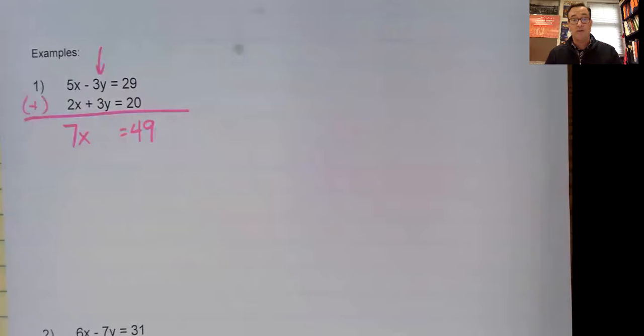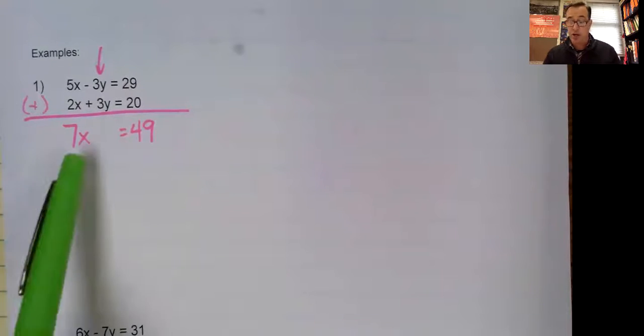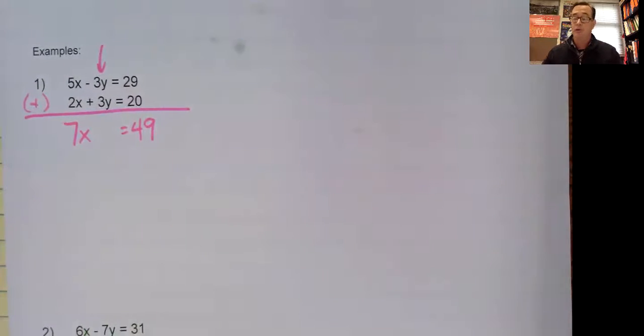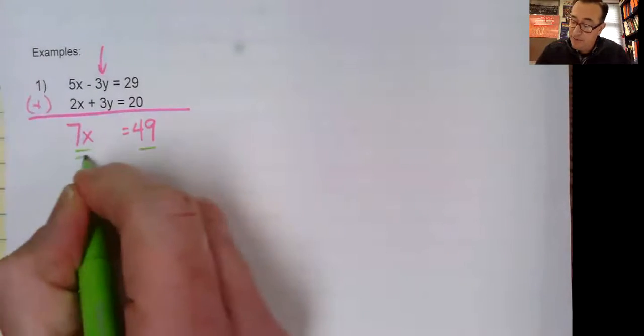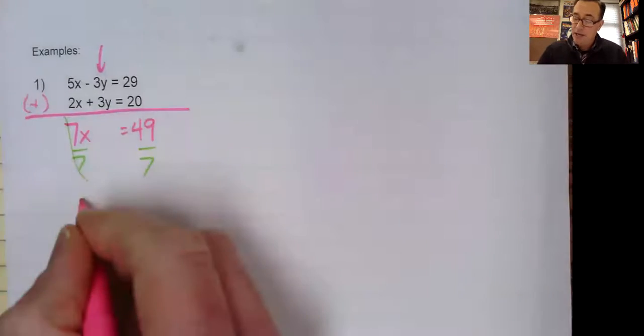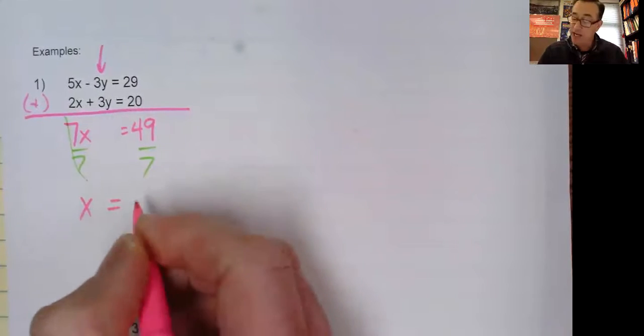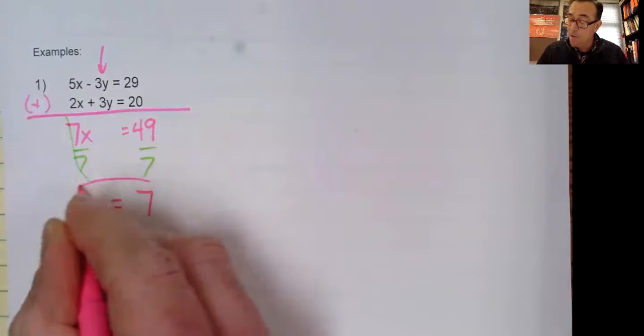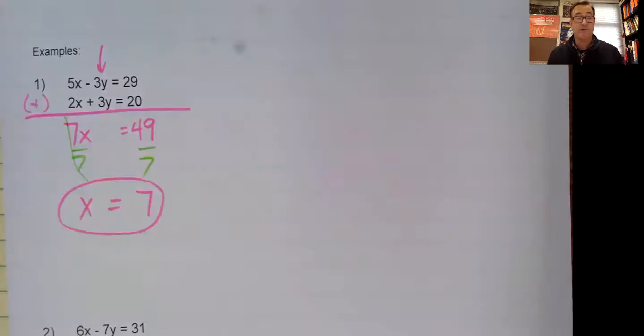I am one step away from solving for x because it's just a number in front of x is equal to a number. Take both sides of this, divide by 7. This will cross out. We will get that x is equal to 49 divided by 7, which is 7. So our first value has been solved for.